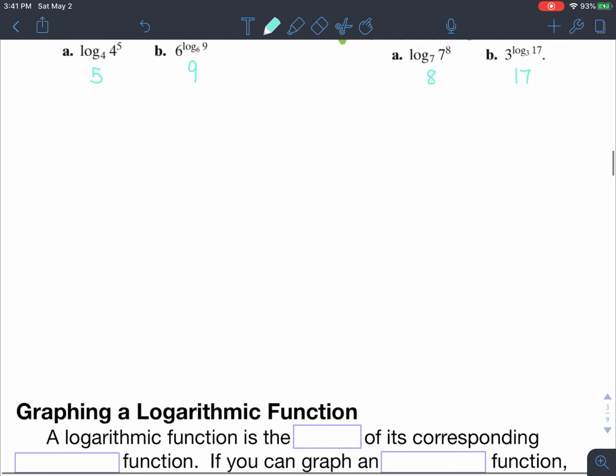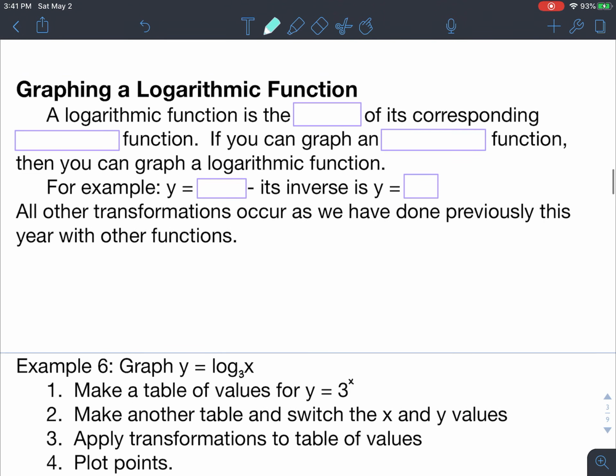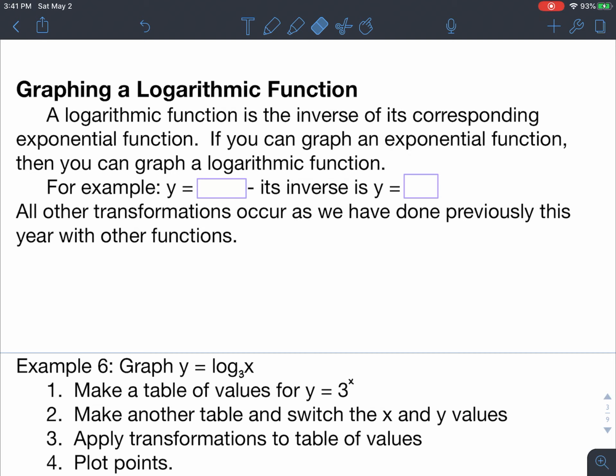Okay, there's a little bit of space here because I needed to start farther down. Okay, graphing a log function. A logarithmic function is the inverse of its corresponding exponential function. So if you can graph an exponential function, you can graph a logarithmic function. For example, y equals log base 3 of x. Its inverse is y equals 3 to the x. And all other transformations occur as we've done all year with other sorts of graphs.